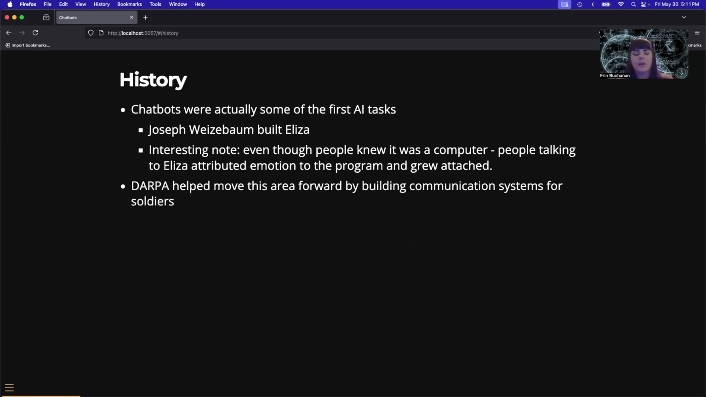Now, DARPA helped move this area forward. It's a defense project in the US.